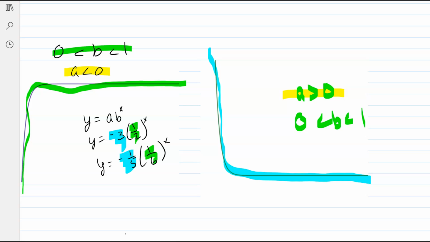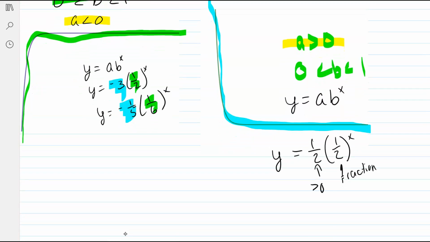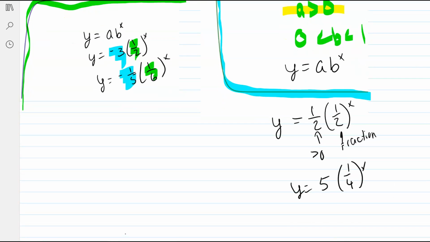Okay, so an example of that would be, again, y equals AB to the x. So y equals, A has to be greater than 0, so it could be 1. It could even be 1/2, that's greater than 0. And B has to be between 0 and 1, so this one has to be a fraction, and this one just has to be greater than 0. So it could be y equals 5 times 1/4 to the x. Okay, just has to be greater than 0.